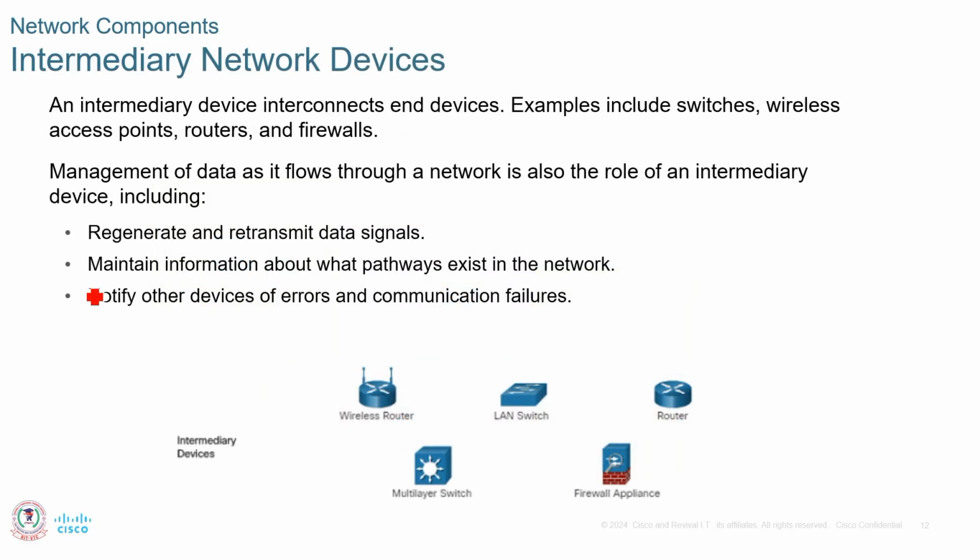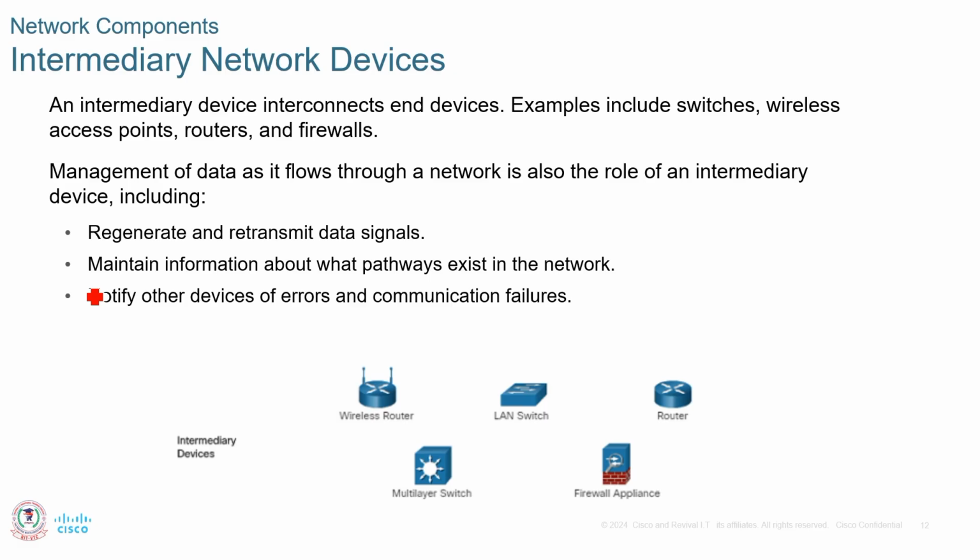Intermediary network device. That's excellent. An intermediary network device is the device that helps to interconnect the endpoint devices. Examples include switches, wireless access points, routers, and firewalls. The management of data as it flows through the network is also the role of an intermediary device, including regenerating and retransmitting data signals.